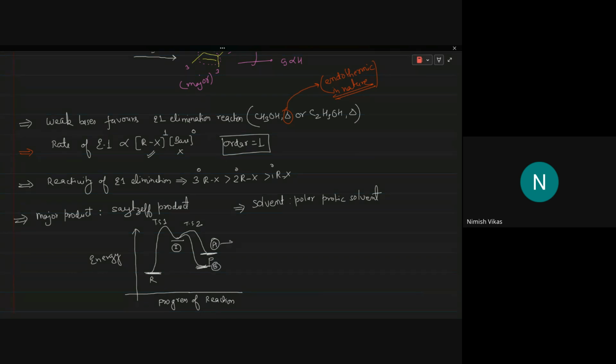So which is product A? Product A is higher energy, so it is less stable. Energy is inversely proportional to stability. So this product will be the Hoffman product, and the lower one will be what, sir? Saytzeff product. So in this way, they can give you the energy graph also. Okay.